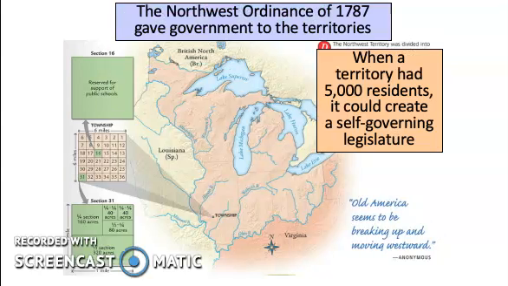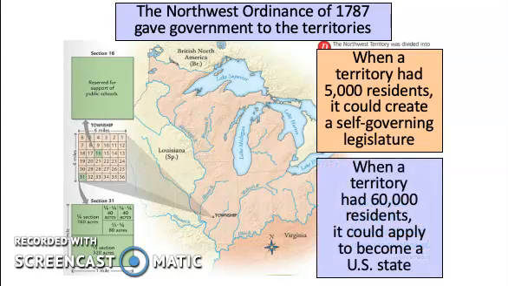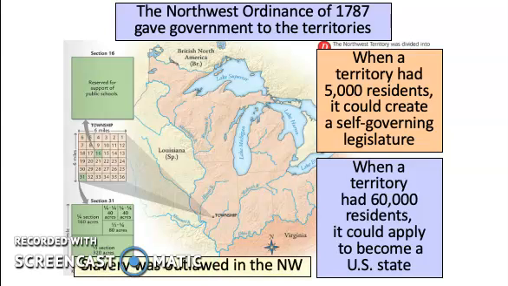2 years later, the government will pass a law called the Northwest Ordinance of 1787, and this gave government to the territories. The first thing that had to happen for a territory to start to set up their own government was 5,000 residents had to be there, and they could create a self-governing legislature. Then, when 60,000 residents had arrived in the territory, they could apply to become a U.S. state. However, and probably most significantly, in this entire region, slavery was outlawed, thus creating a significant divide between northern free states and southern slave states.